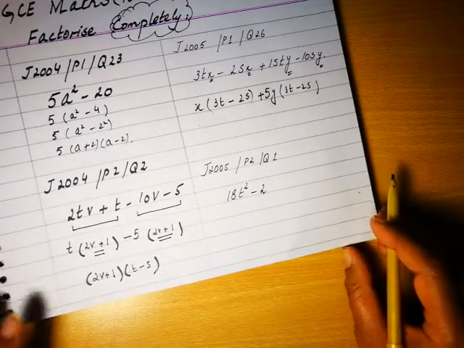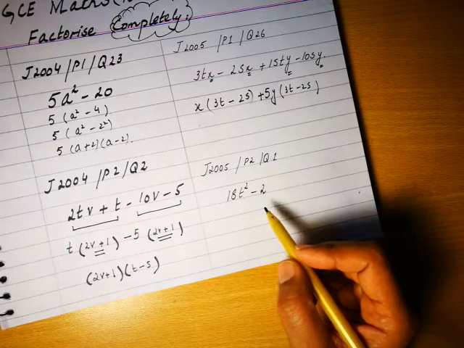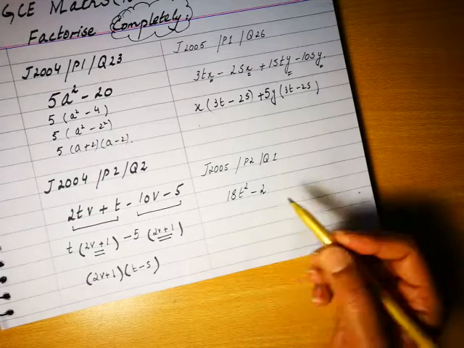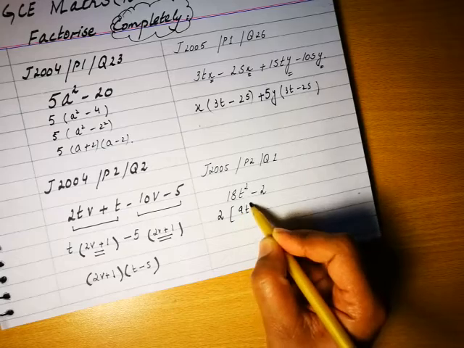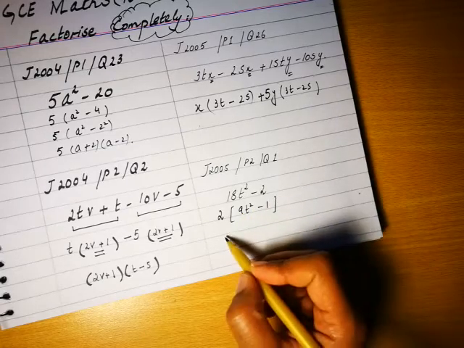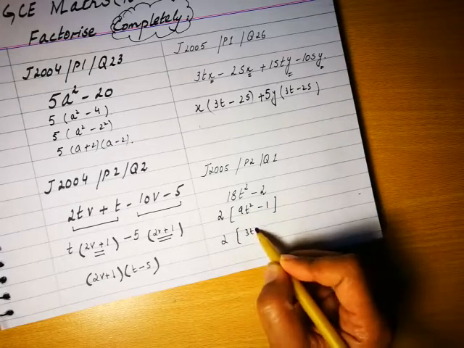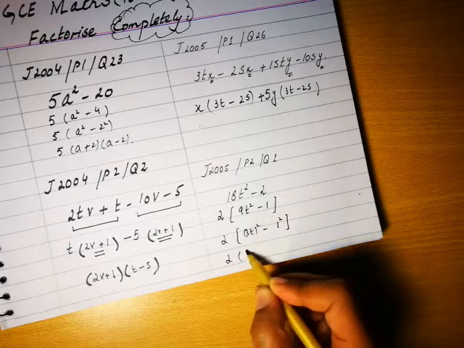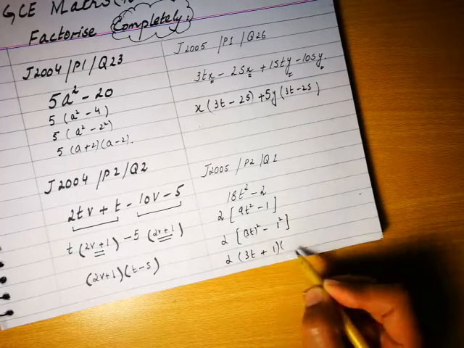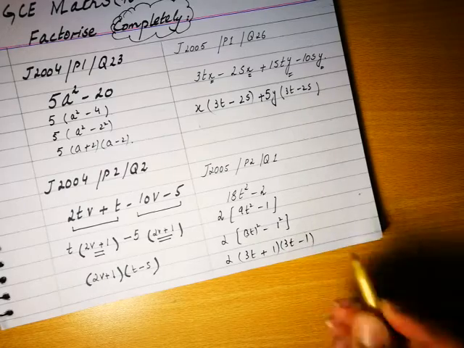Alright. Next question, 18t square minus 2. 18t square is not a perfect square, so I'm going to take 2 common. I'll be left with 9t square minus 1. And now I can write it as 3t whole square and obviously 1 is 1 square. So the answer is 2 times 3t plus 1, 3t minus 1.